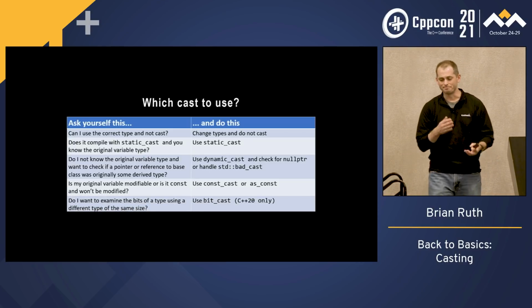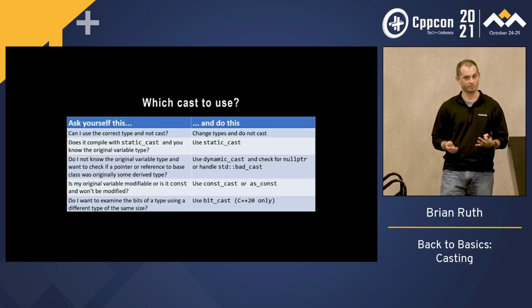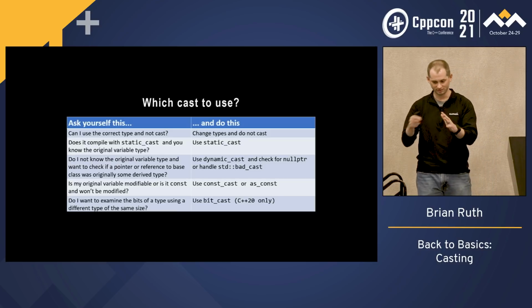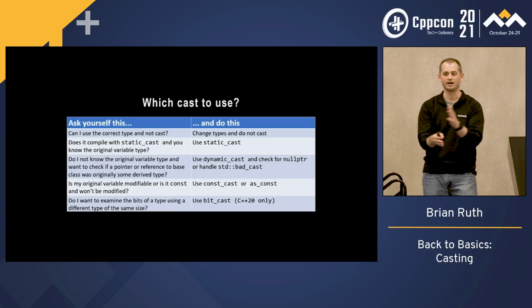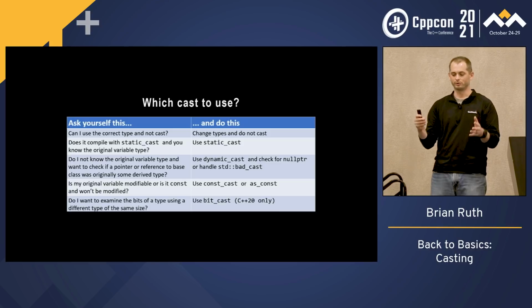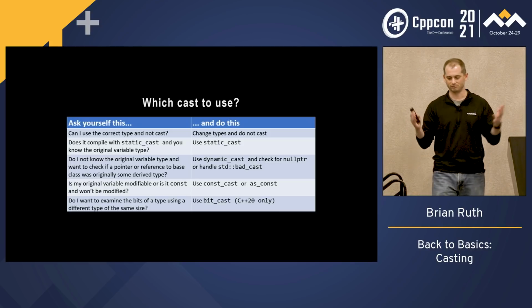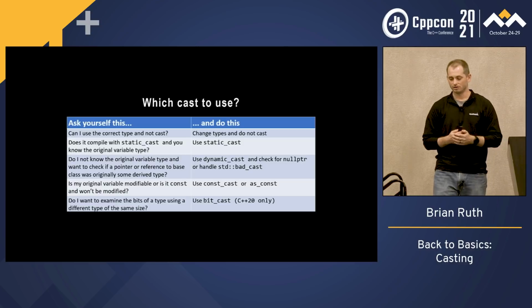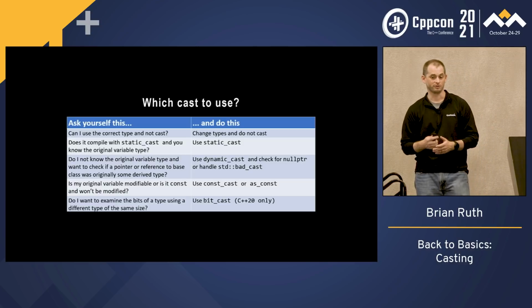Do I want to examine the bits of a type using a different type of the same size? Sometimes you need to look through the bits and see what's going on and move back and forth between different struct types based on what you're currently doing. You can do that using bit_cast in C++20.